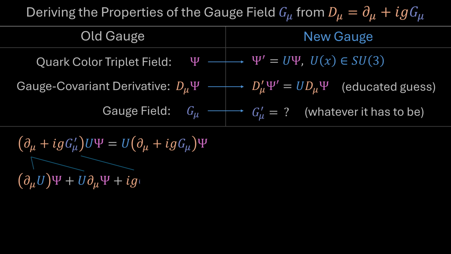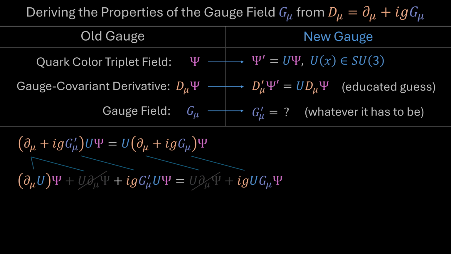We can just go ahead and write that out as a product, like so. And then if we look at the derivative term, we have u partial mu acting on psi. And once again, we have another product, which we can write as ig u g mu psi. Now at this point, recognize that on both sides of the equation, we have this term u partial mu psi. So we can go ahead and cancel that out.